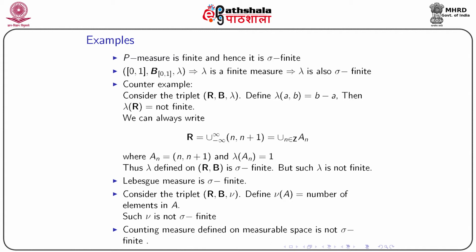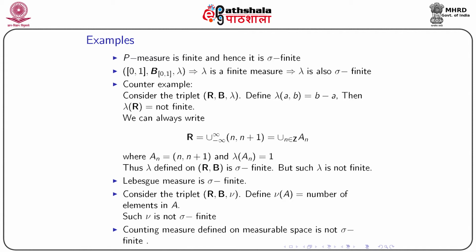But the real line R can always be expressed as a union over intervals from minus infinity to infinity, of the form (n, n+1). So I can write R as the union over A_n, where n belongs to the natural numbers and A_n is the interval (n, n+1). Now, as we defined lambda of (a, b) as b minus a, lambda of A_n will be n plus 1 minus n, which equals 1. So lambda of A_n is equal to 1.